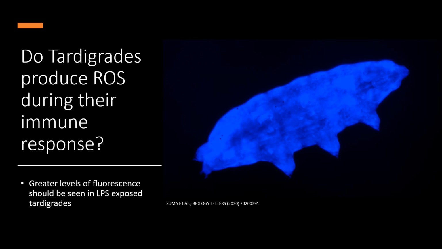To observe the level of ROS present in each tardigrade, I plan to use the fluorescent indicator DHR123, which fluoresces in the presence of ROS. In order to mimic an infection, LPS, which is a piece of a bacterial cell wall, will be introduced to some of the tardigrades as well.